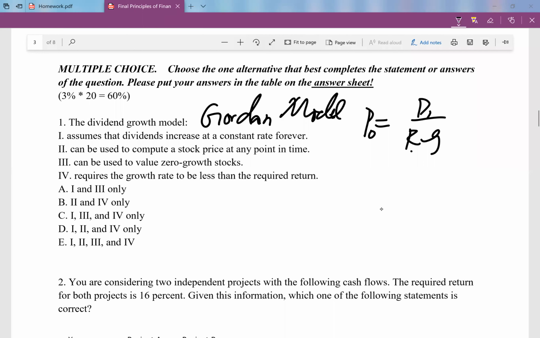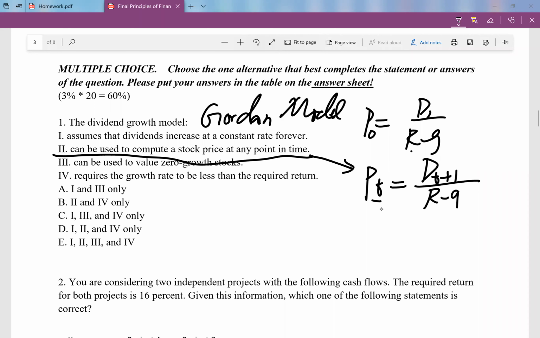The dividend growth model can be used to compute the stock price at any point of time. This one is correct because you see the P_t at any time can be solved as D_t+1 over r minus g. So if you know the dividend paid in the next period, which can be any period, just the next one, you can solve the price one period before. So this formula can be generalized into solving the price for any point of time.